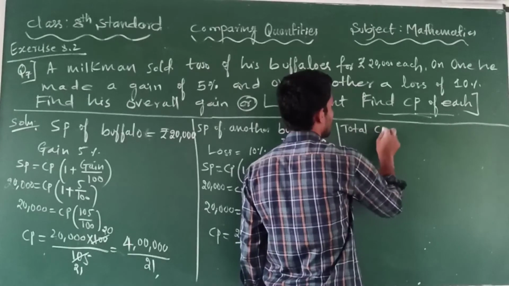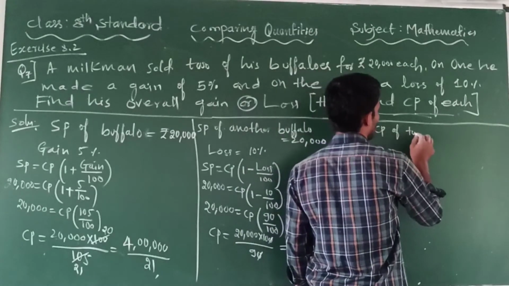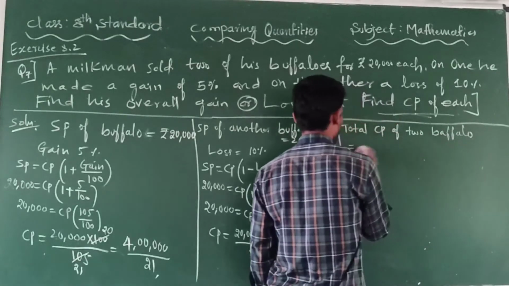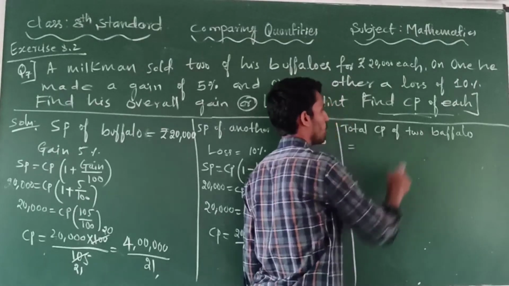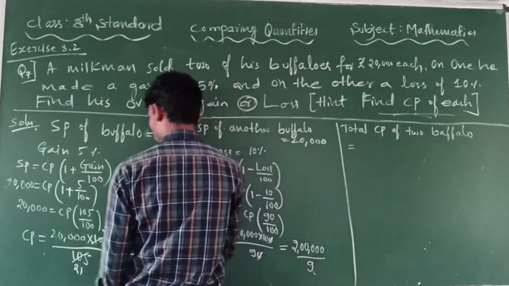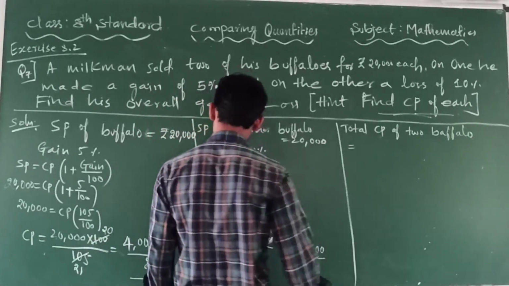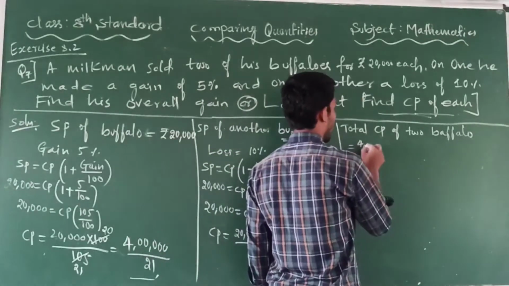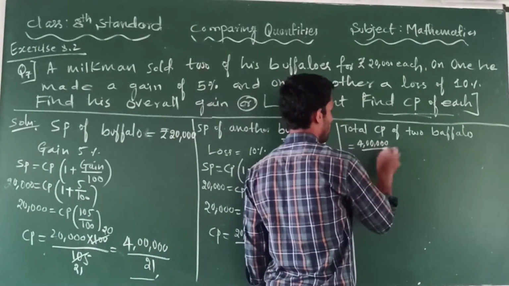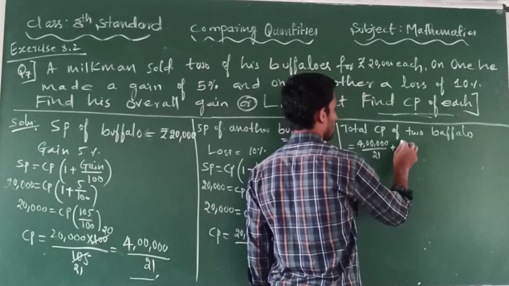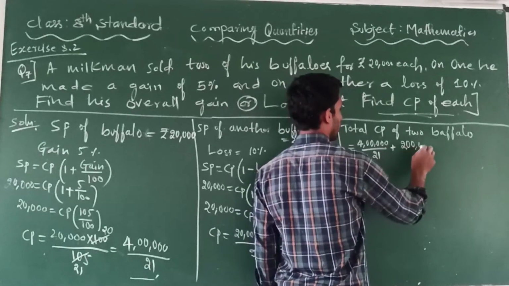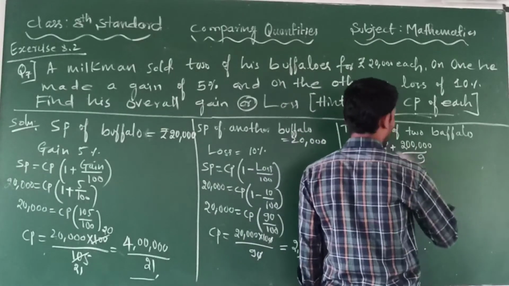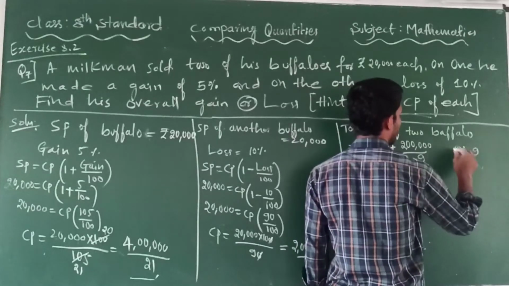Okay, next point. Total CP of 2 buffalo is equal to the total cost price of 2 buffalo. Here we have the cost price of the first buffalo, that is 4 lakh by 21, and the second one 2 lakh by 9. 4 lakh by 21 plus 2 lakh by 9. We have to take the LCM for 21 and 9.